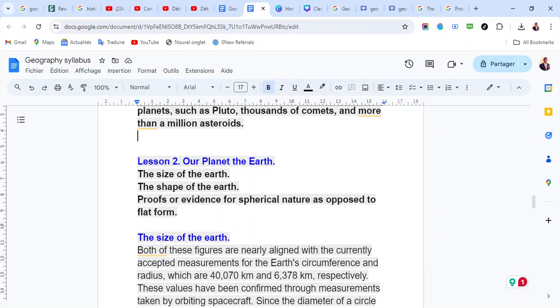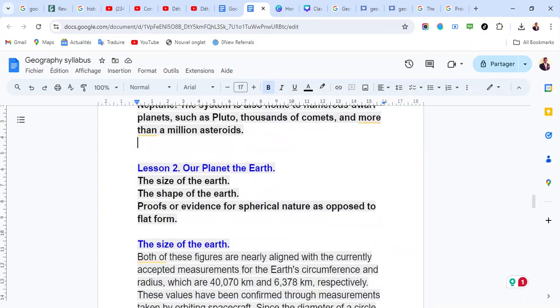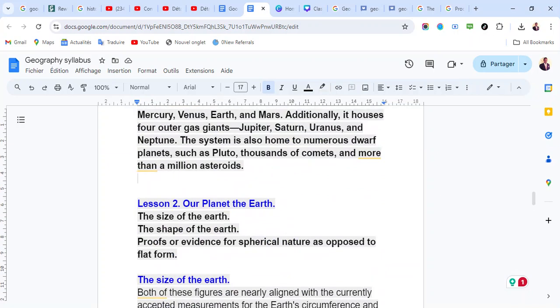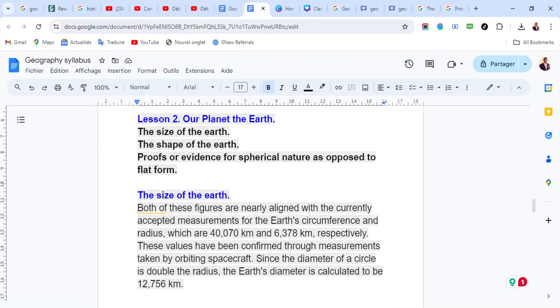So, what we'll be looking at in lesson two is our planet. We'll look at the size of the earth, we will look at the shape of the earth, and I will look at proofs or evidence for its spherical nature as opposed to a flat form. Now, let's start with the size of the earth.